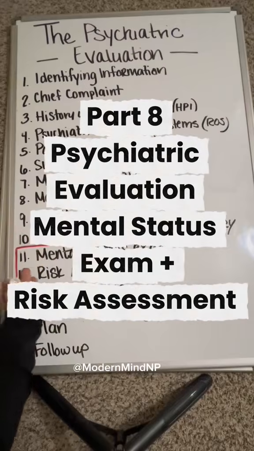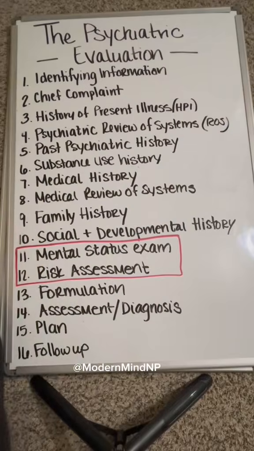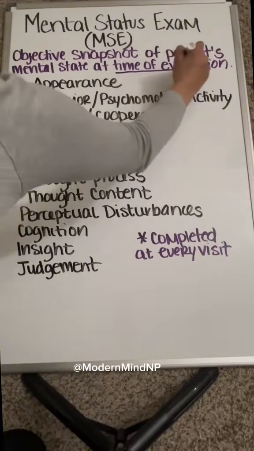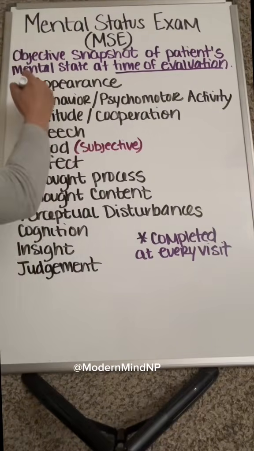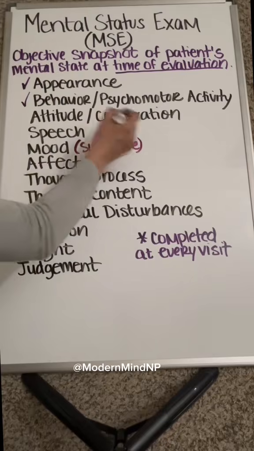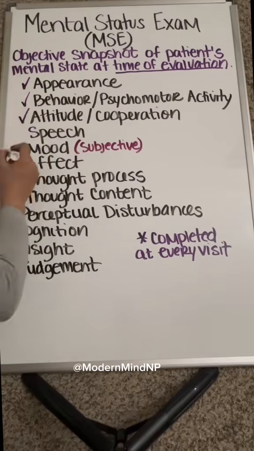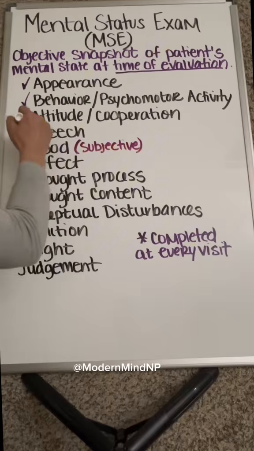Part 8, breaking down the components of the psychiatric evaluation, and you are currently here. So, getting into the mental status exam, the MSE. This is the objective snapshot of the patient's mental status at the time of the current evaluation. And you're going to do an MSE at every single patient appointment.